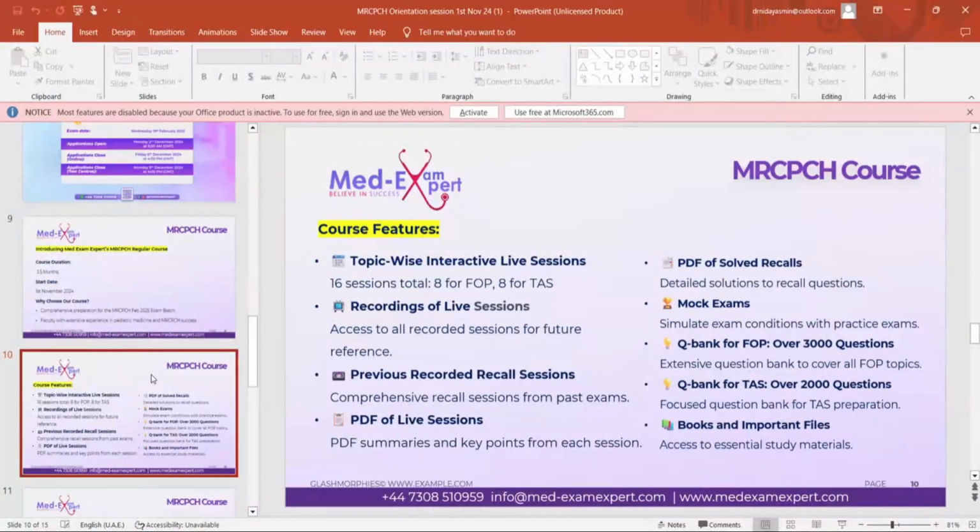If you are unfortunately not able to attend the live session, you have the option of recorded sessions. You can also have the previous recall sessions from past exams, and you can opt for the PDF of the live sessions too. And after that, when you plan for the exam, you will have a mock exam.